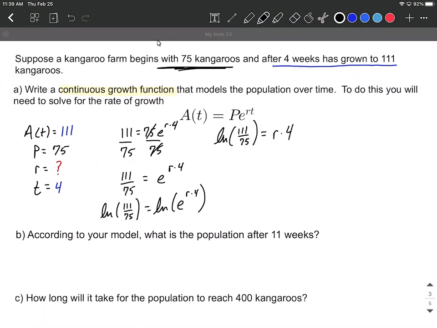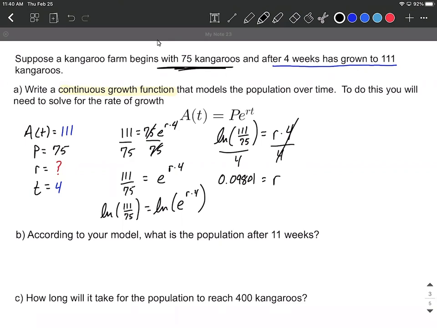The last thing to do to get r all by itself is get rid of the 4 by dividing both sides by 4. So our rate is exactly natural log of 111 divided by 75, divided by 4. But for our purposes, we should be able to get a decimal, so 0.09801. As you're working out finding this rate, you would either need to keep a lot of decimal places, such as what I did, or keep the exact rate, that natural log, intact. For our purposes, though, I think we'll be okay with keeping the decimal.